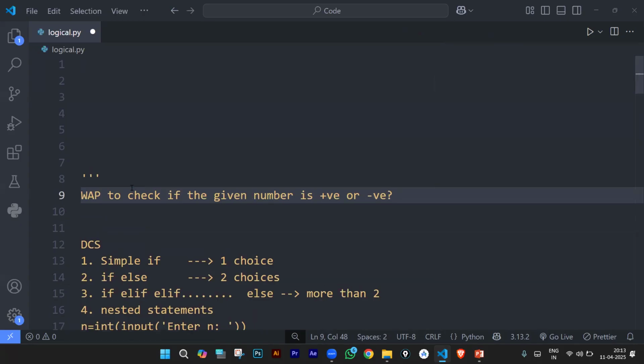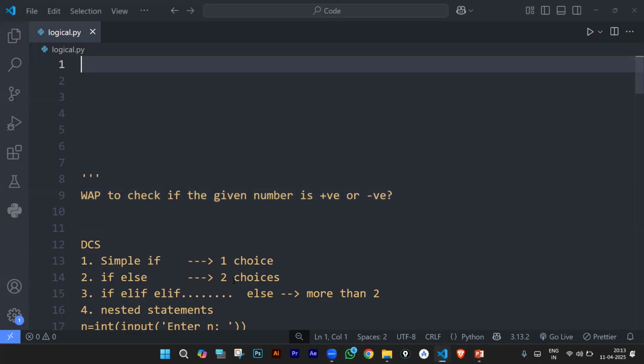Positive or negative. Can you tell me how many conditions we have? Should I use simple if, or should I use if else, or should I use if elif else? How many conditions, how many cases do I have? How many choices I have here? So which one should I use? Okay, if else we will go.